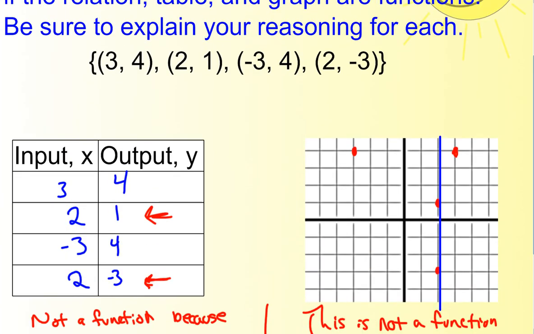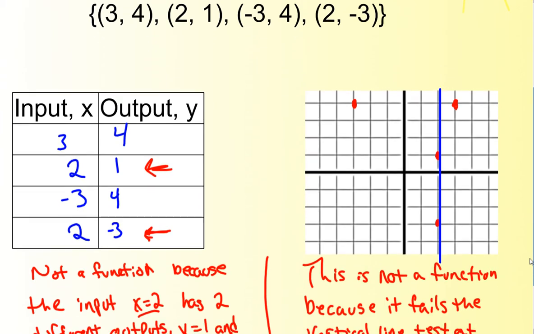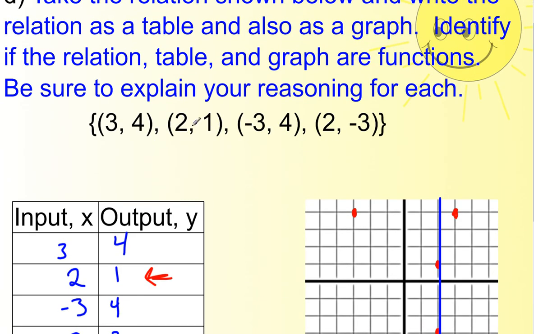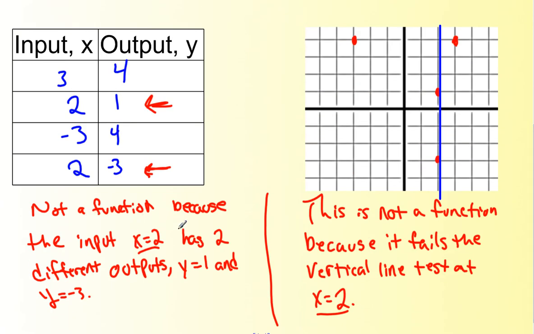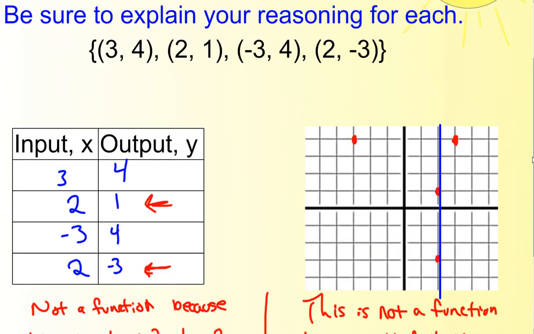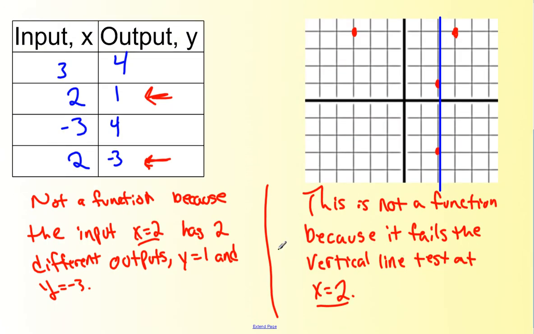All right, I think we answered the question, right? Identify if the relation, table, and graph are functions. Be sure to explain the reasoning for each. Well, I guess the reasoning for, if we looked at this relation here, we'd use the same reasoning as we did down here. It's not a function because the input x equals 2 has two different outputs. Right here, x equals 2 has two different outputs. Therefore, this would not be a function for the same reasoning that we put for the table here.